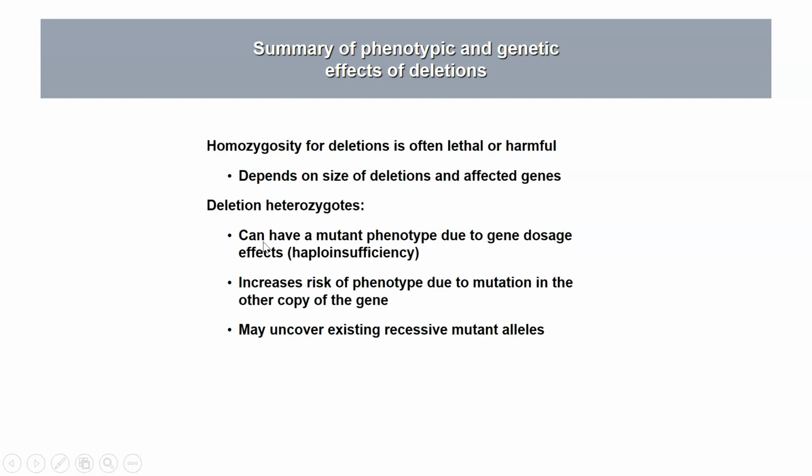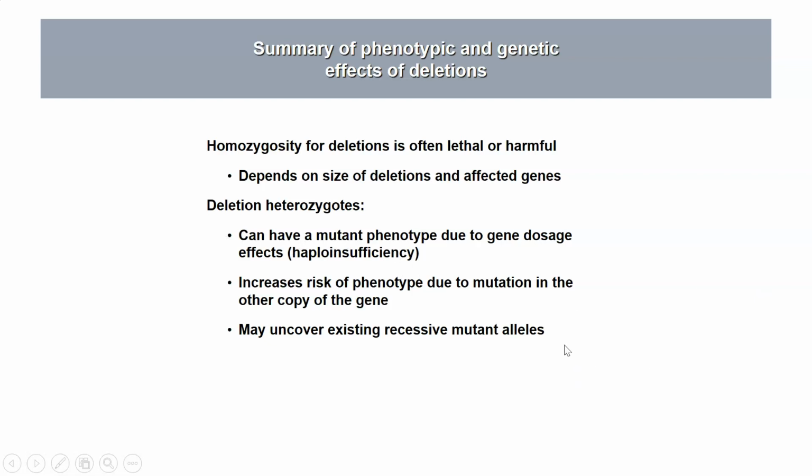Deletion heterozygotes can have a mutant phenotype, as we saw for Cri-du-Chat syndrome. The reason for that is the deletion may expose genes that are haploinsufficient, meaning having only one copy will result in a mutant phenotype. Or the deletion may expose recessive alleles, mutant alleles on the non-deleted chromosome, is another possibility as well.